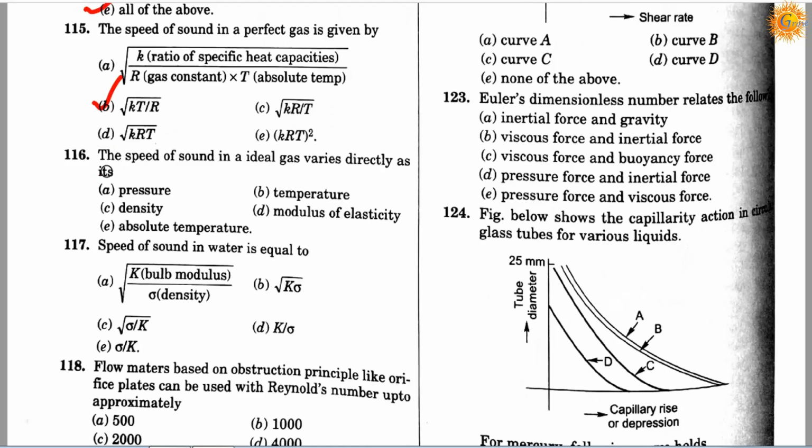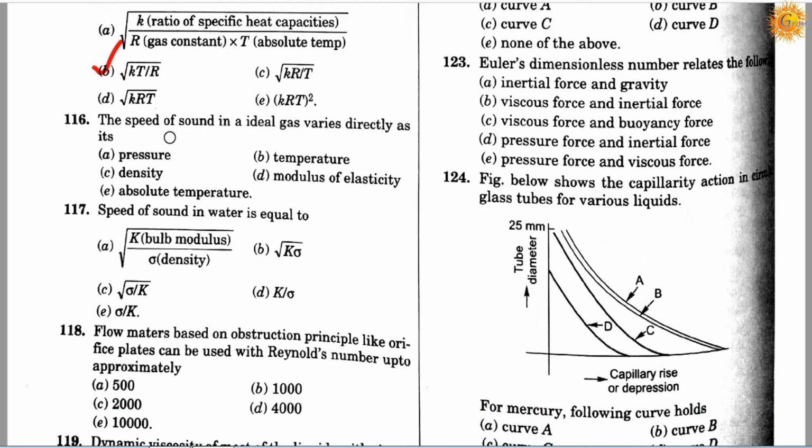Question number 116. The speed of sound in an ideal gas varies directly as its: option A is pressure, option B is temperature, option C is density, option D is modulus of elasticity, and option E is absolute temperature. So the correct answer is E, it's absolute temperature.